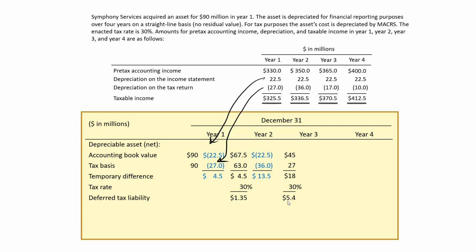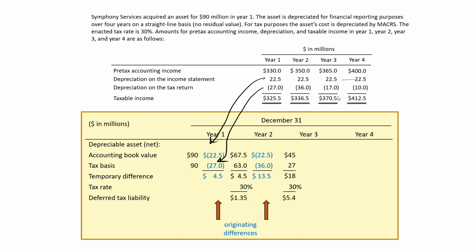These, the 4.5 and the 13.5, are called originating differences because each of these increased the deferred tax liability. But then at some point, the amount of depreciation switches. Here in year one and year two, we're taking more depreciation for tax purposes than we are for book, but it switches around in year three and four. Now we're taking more depreciation for GAAP than we are for tax. Okay, and we call that the differences are reversing.